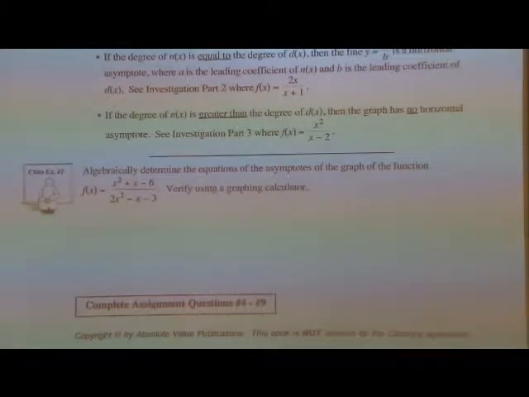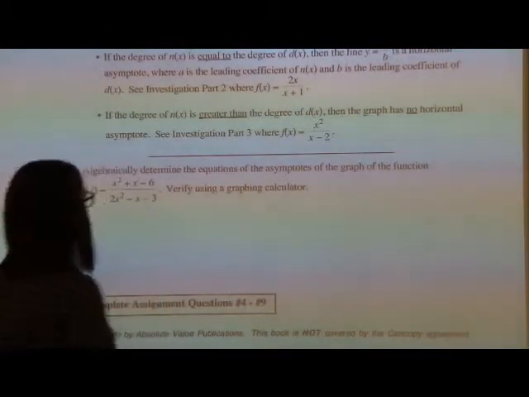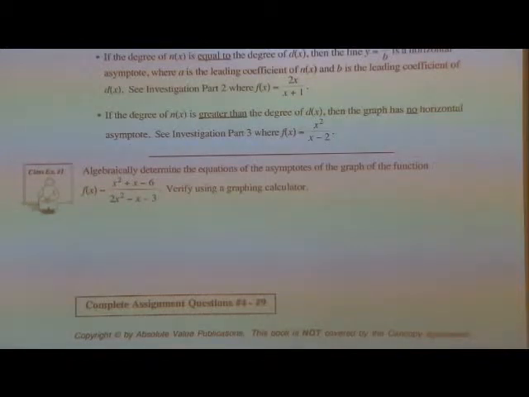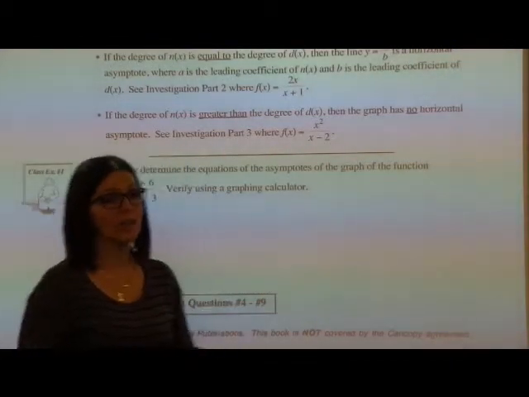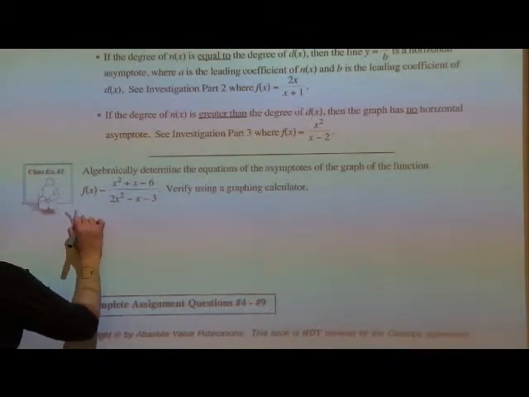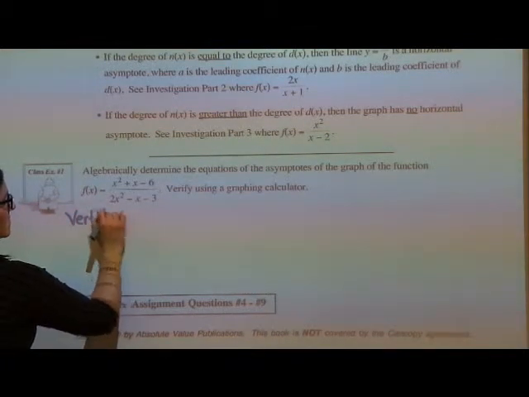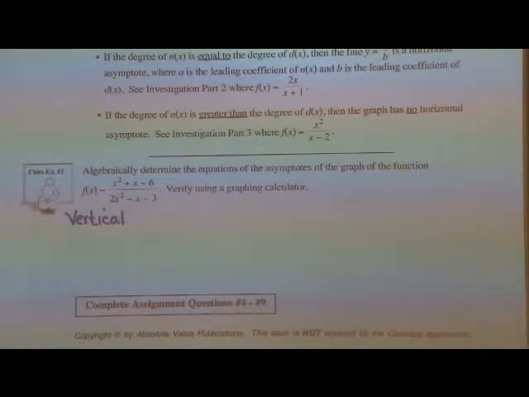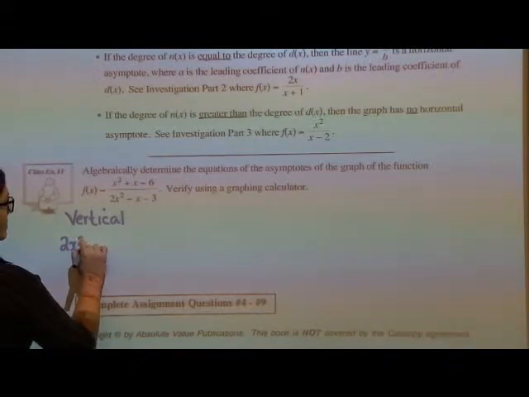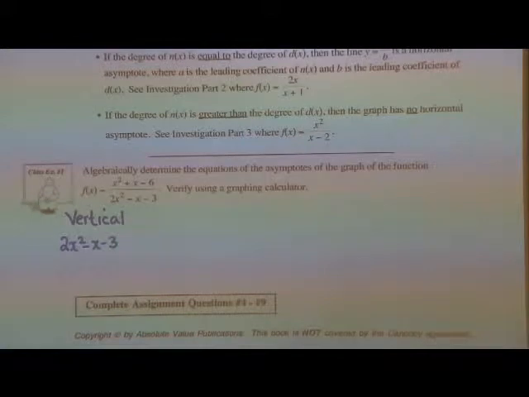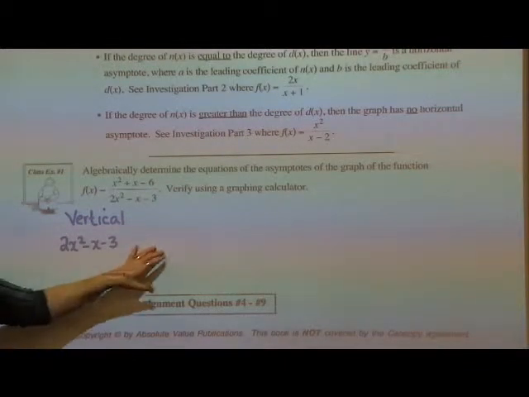So if we look at class example number 2, it says algebraically determine the equations of the asymptotes of the graph of the following function. Verify using a graphing calculator. If we start off with our vertical asymptotes, I look at this function 2x squared minus x minus 3. I want to find the zeros of that equation, so I need to factor this.